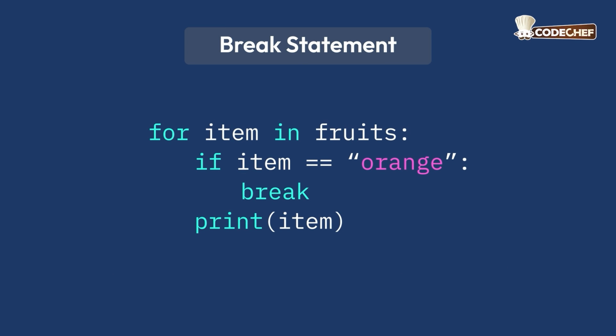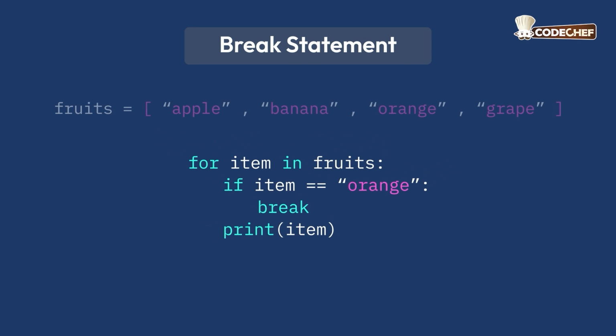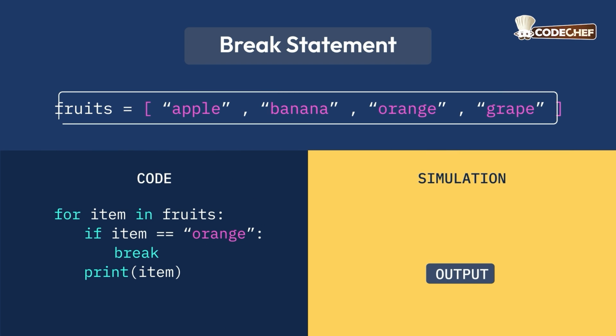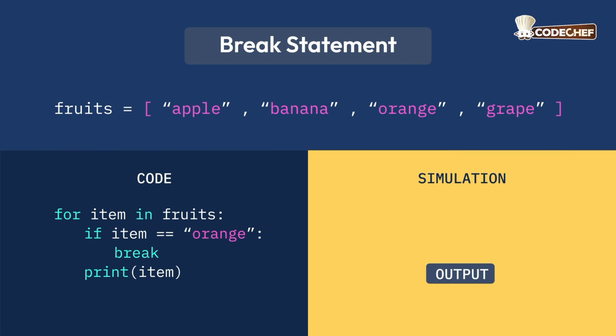Now in this snippet you will see a for loop. The iterator is item that loops over an array called fruits, and there is a break statement inside an if block. Now consider an array fruits with the items as shown. Let's apply this code on this fruits array and see what happens behind the scenes.